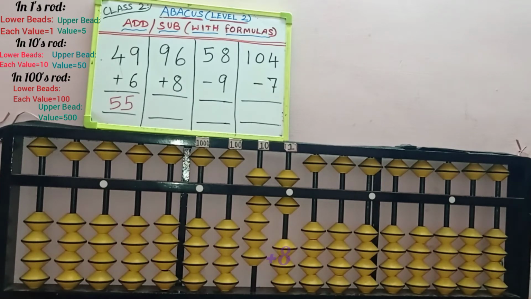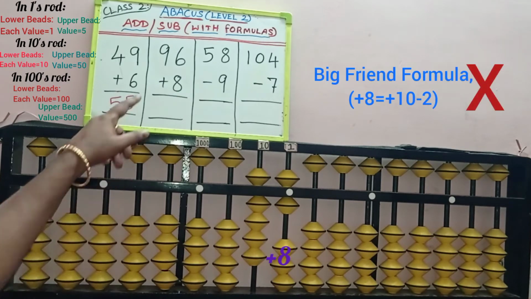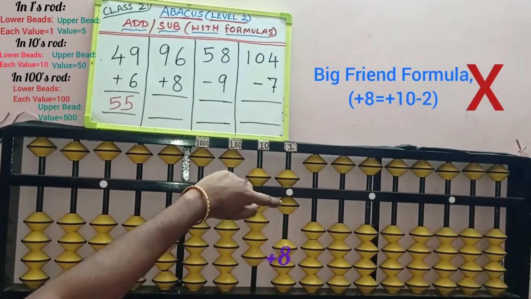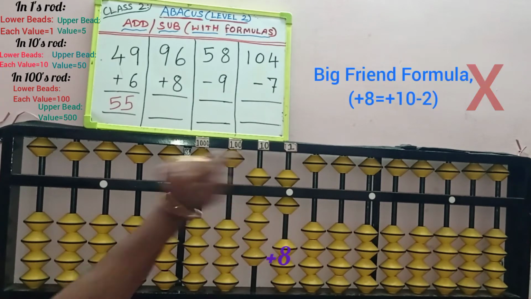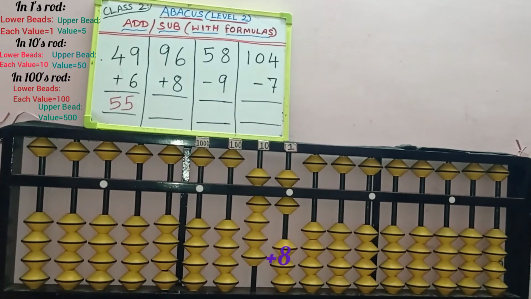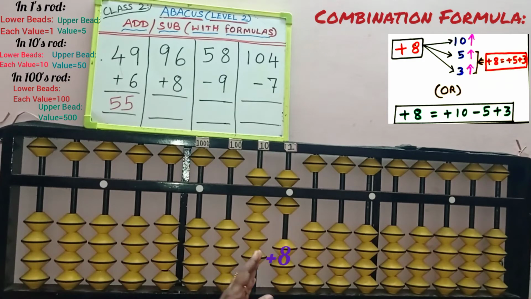Hence apply the formula for adding 8. First we have to check the big friend formula. That is, 8's big friend is 2. So in the question plus 8 means we have to remove 2 beads here. But see here, only 1 bead is available to remove in the lower part. Hence we cannot apply big friend. So we have to apply combination for adding it. Combination plus means move beads in the up direction, right? So first we have to move 10 beads in the up direction.